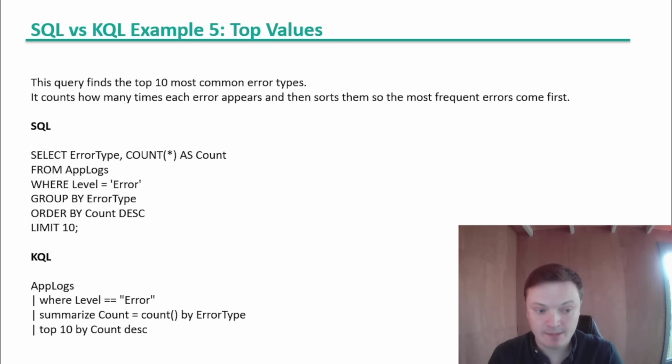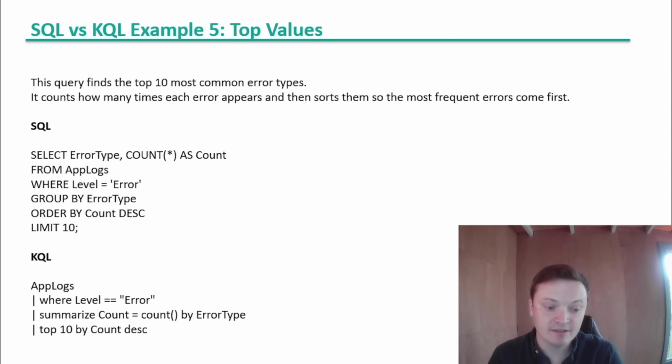from a table named app logs. It is then having a where filter, where level equals error, grouping them by error type, order by count in descending, and then limiting this to 10 rows.